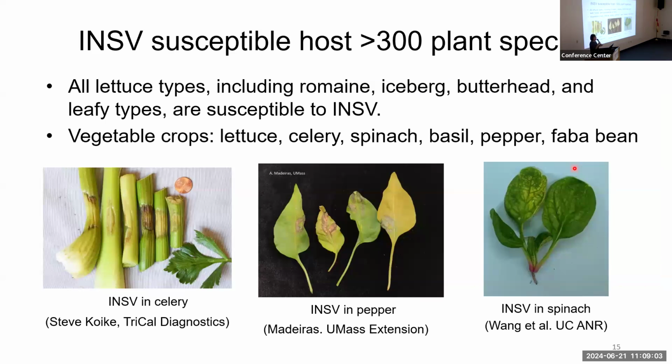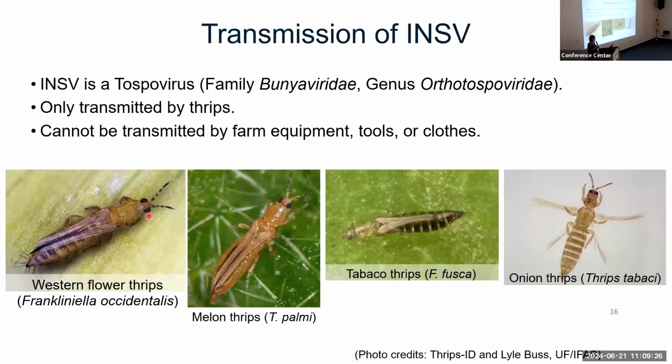And INSV has more than 300 plant hosts. So all lettuce types can be infected, and also some other vegetables, including celery, spinach, basil, and even pepper, can be susceptible to INSV. You can see some of the symptoms here. This is celery infected with INSV.